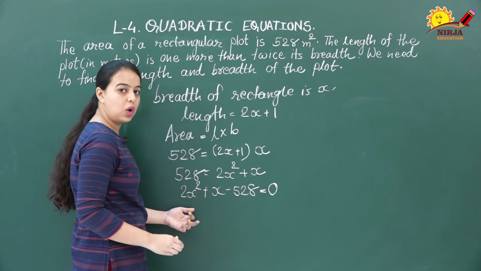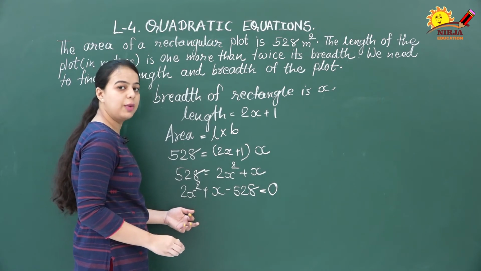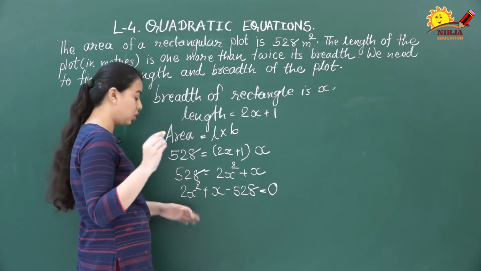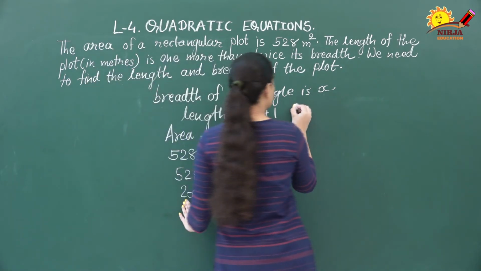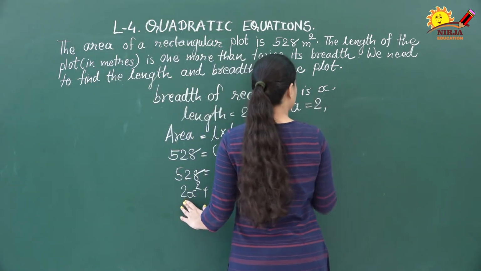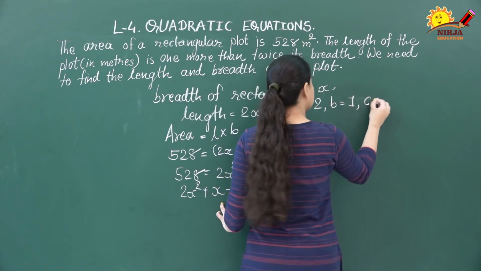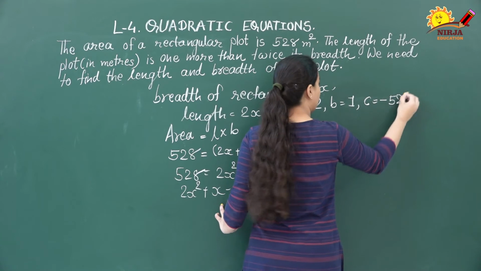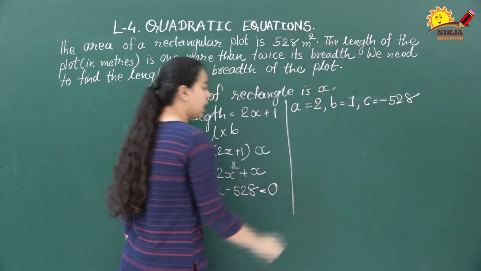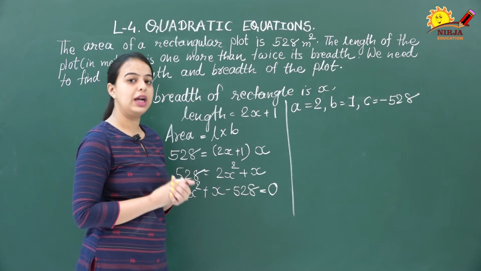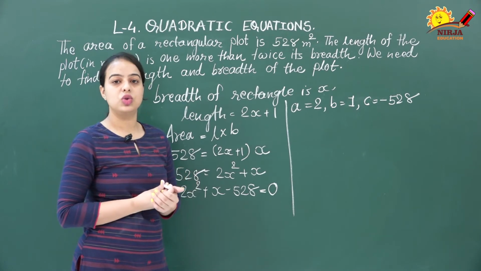Let's compare this quadratic equation with the general form of a quadratic equation, which is ax square plus bx plus c is equal to 0. So here our a is equal to 2, b is equal to 1, and c is equal to minus 528. Now, just now we have derived the quadratic formula, so that is what we are going to use over here.